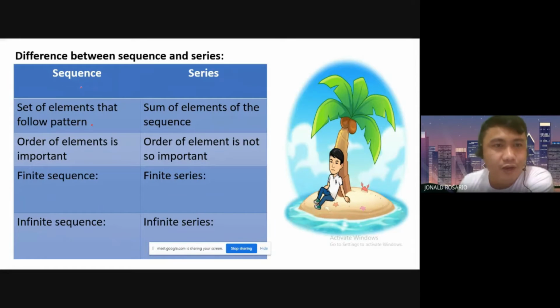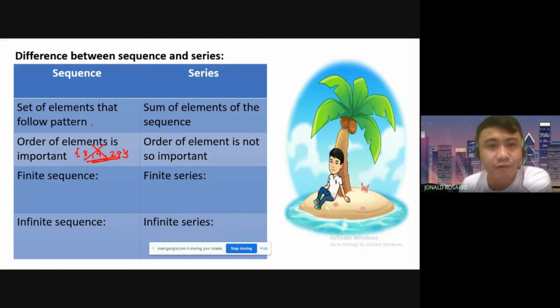Okay, so for another difference, order of elements is important for sequence. Okay? So, hindi pwedeng, yung kanina, hindi pwedeng mauna si 8, tas 4, and then 28. Okay? Kapag sa sequence, hindi pwede yan. That's a no-no in sequence. So, order of elements is important. But on series, order of element is not important.